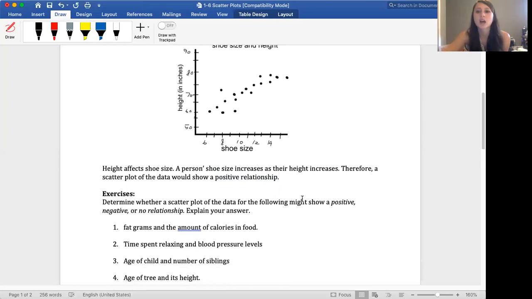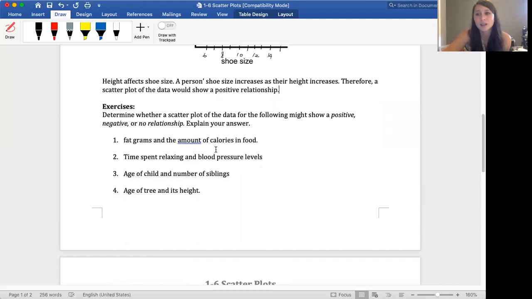So let's read through some examples, and we can decide as one goes up, will the other one also go up? That would show whether it's positive, negative, or maybe there's no connection at all. Number 1, fat grams and the amount of calories in food. As you have a fattier food, do you think there would be more calories? Some of you might not know, but yes, there would be. So as fat grams in food goes up, the calories go up. This would be a positive, as both would go up, right?